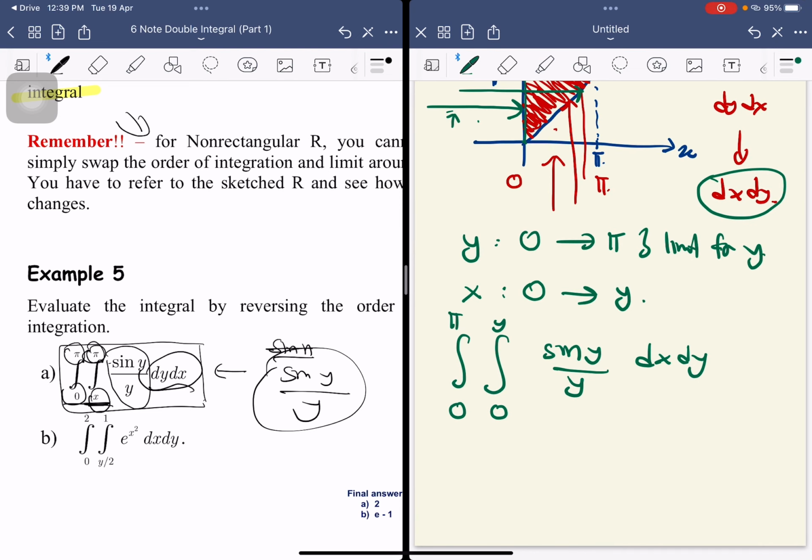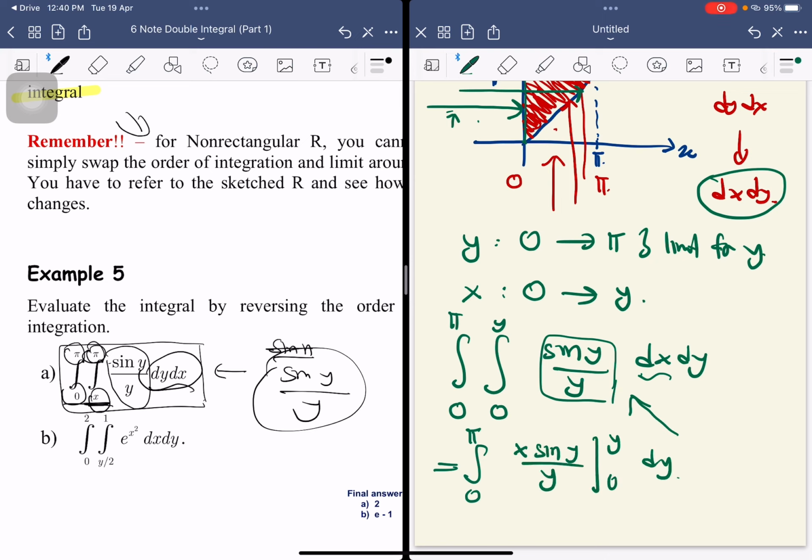So if we change the order of the integration, now it's possible for you to integrate. Because this one is in terms of y, but we must integrate with respect to x. So if you integrate, you're going to get 0 up to pi, x sine y over y, 0 to y, dy. Now it's possible, right?